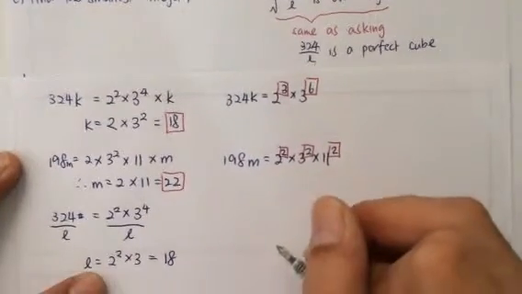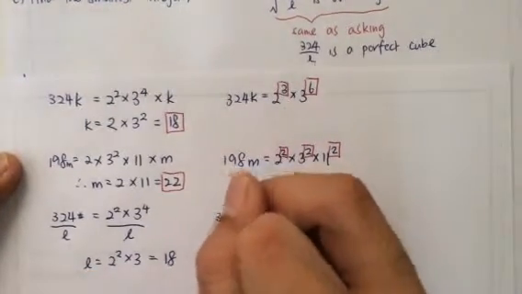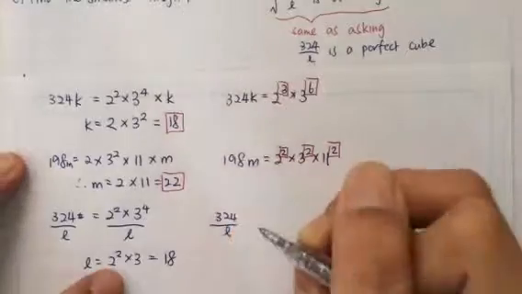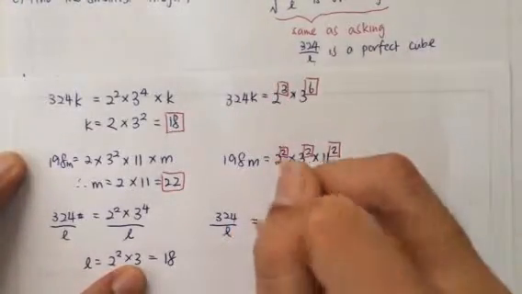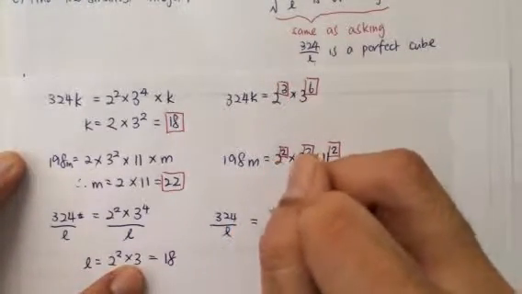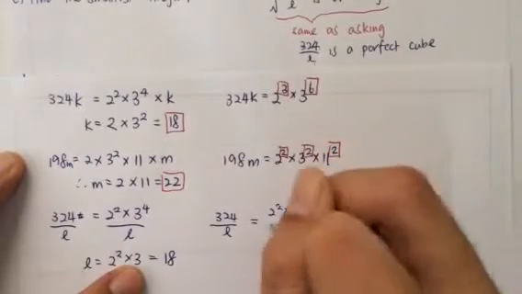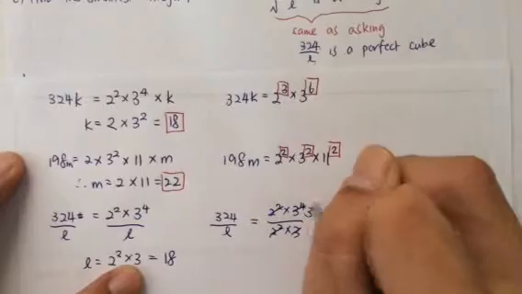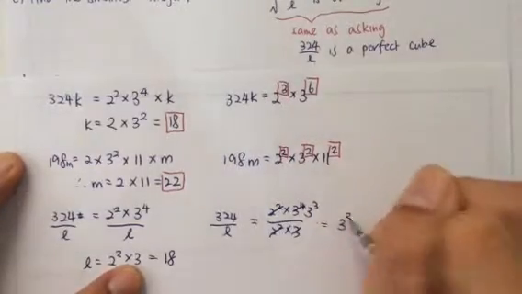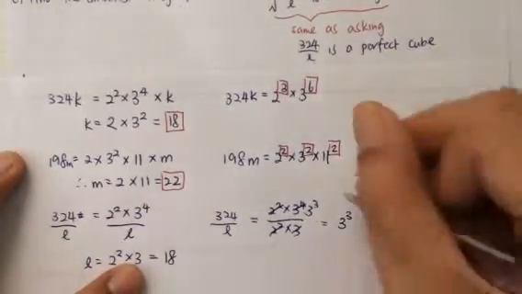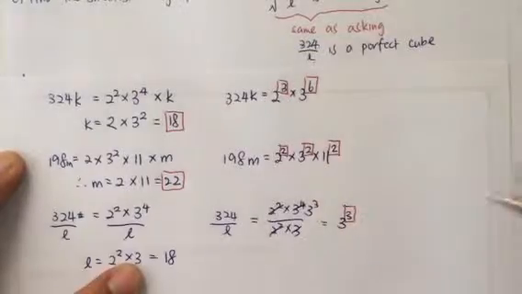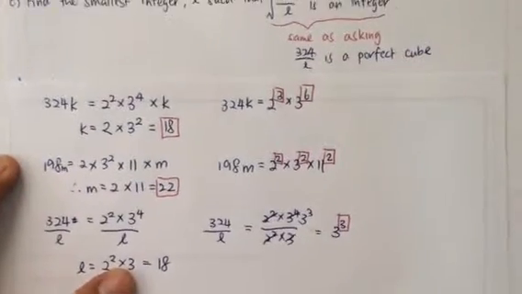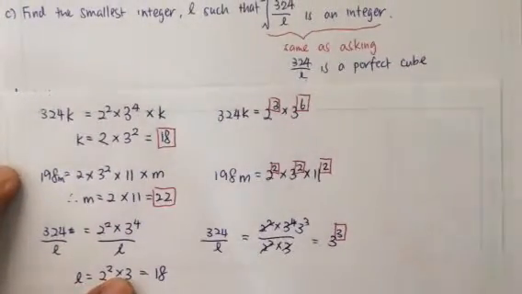You can double check that 324 over L, if L is 2 square times 3, you will have 2 square times 3 to the power of 4 divided by 2 square times 3, which gives you only one prime factor, and the prime factor here has the power of 3, which is a multiple of 3. So 18 will be the answer for C.